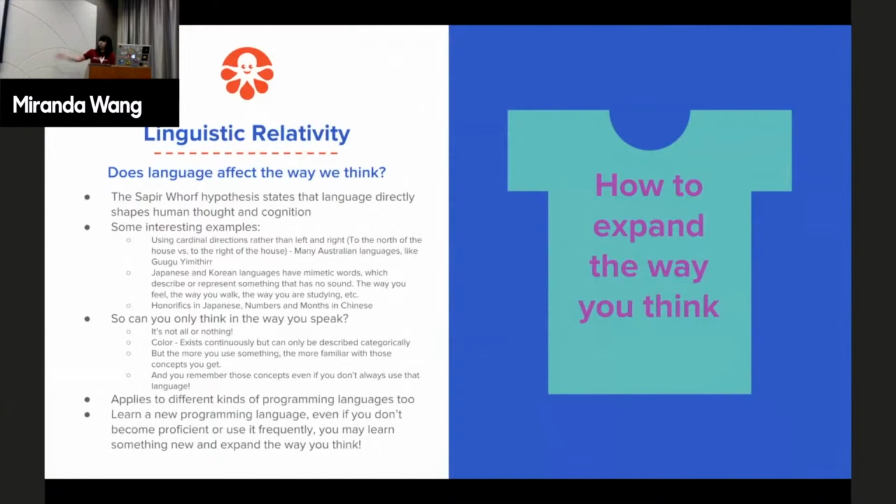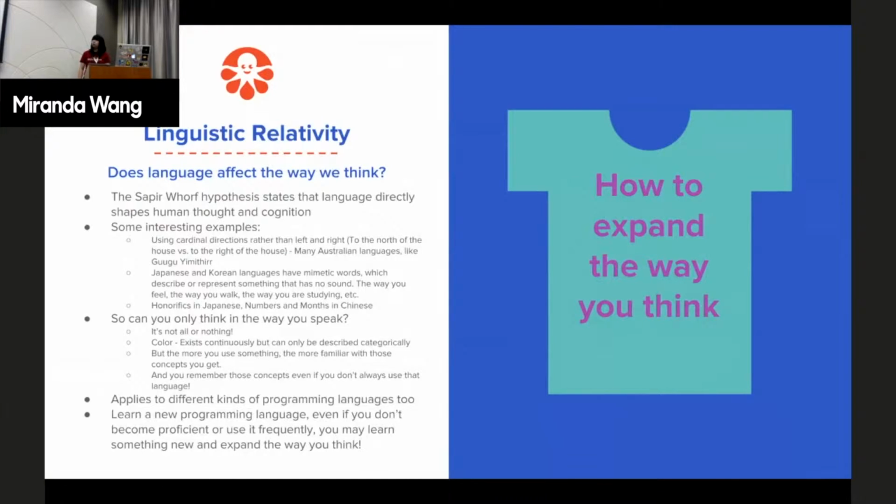So here are some interesting differences between different languages. There are many native Australian languages, such as this Guugu Yimithirr language, that uses cardinal directions over relative directions. So it's more common to say something like "to the north of the house" rather than "to the right of the house." So the people are generally better with geographical and spatial awareness.